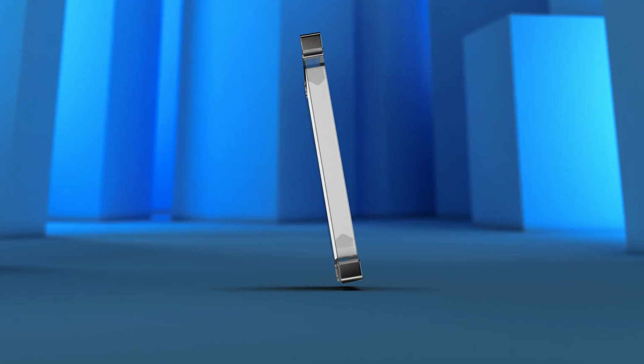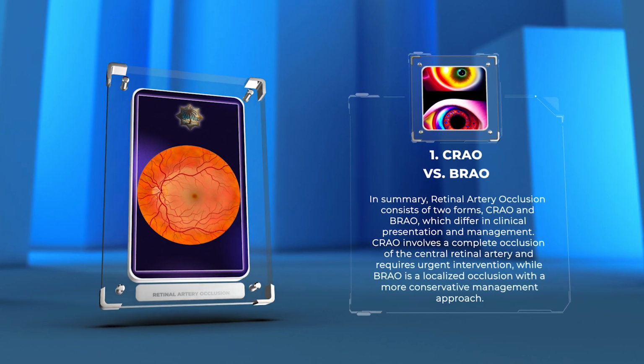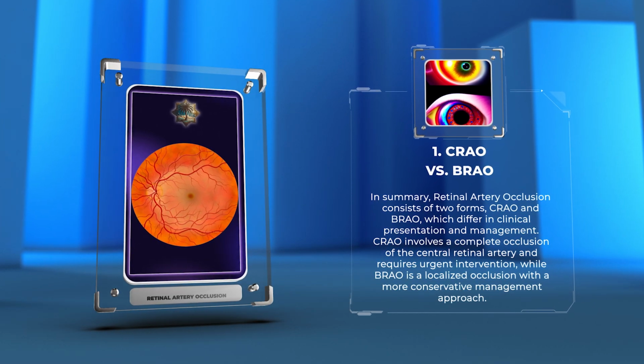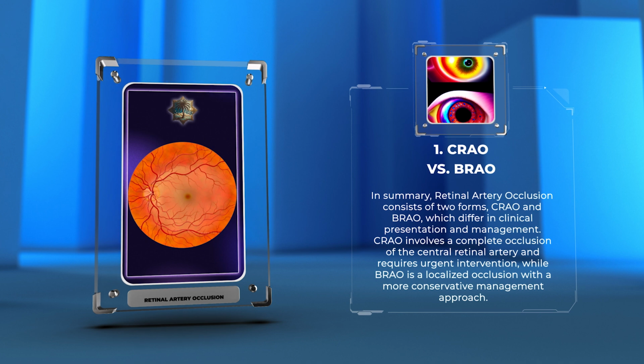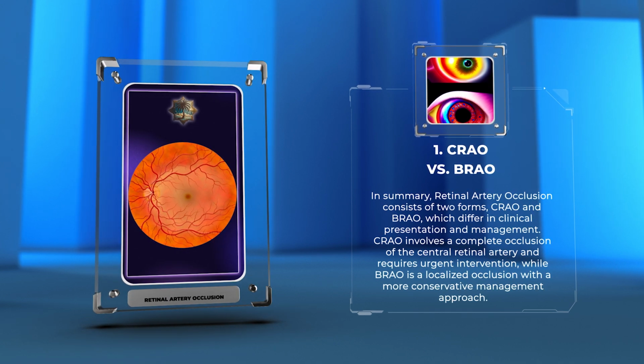In summary, retinal artery occlusion consists of two forms, CRAO and BRAO, which differ in clinical presentation and management. CRAO involves a complete occlusion of the central retinal artery and requires urgent intervention, while BRAO is a localized occlusion with a more conservative management approach.